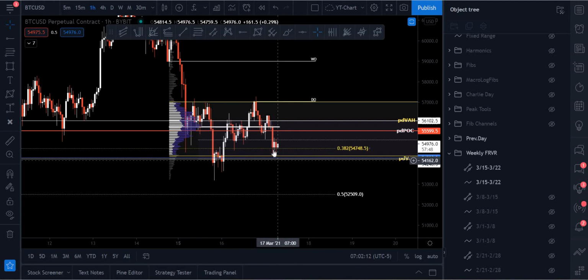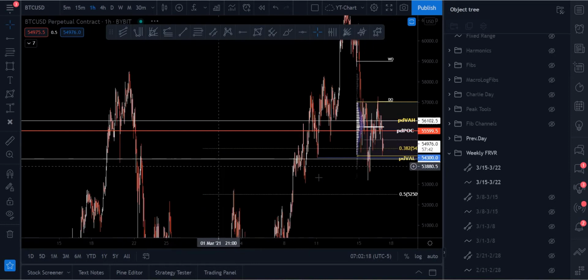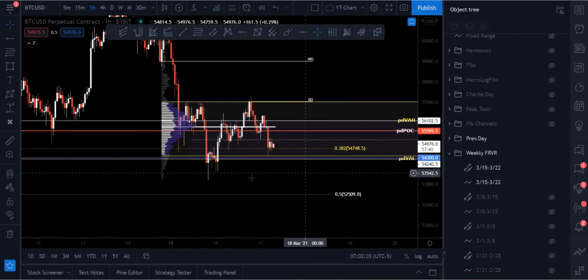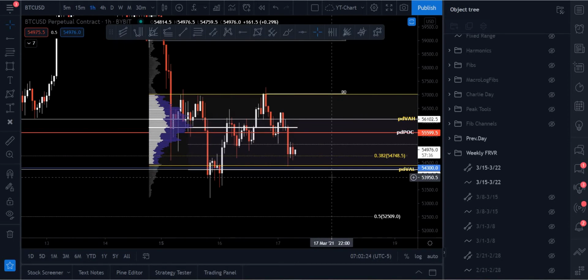So this is your current weekly value area low, also your previous day value area low. So you had a lot of confluence for this to be a bounce. Plus, you remember the swing failure pattern we discussed earlier. You can see the little line right here. Also there at 54,300, that is now a key support that bulls are going to defend.